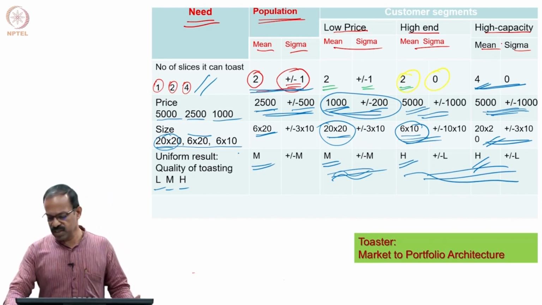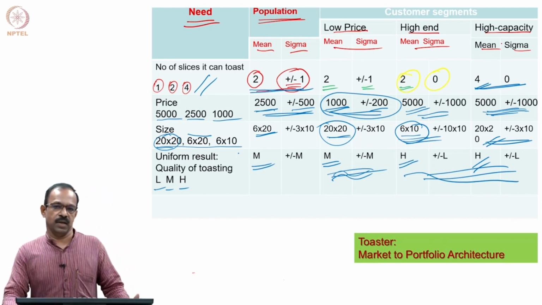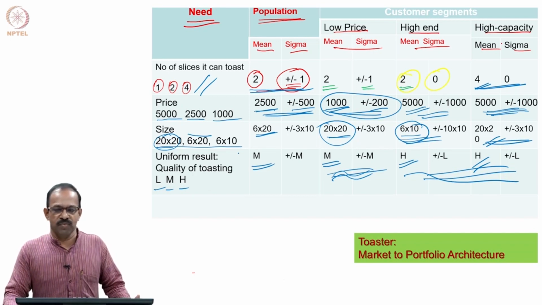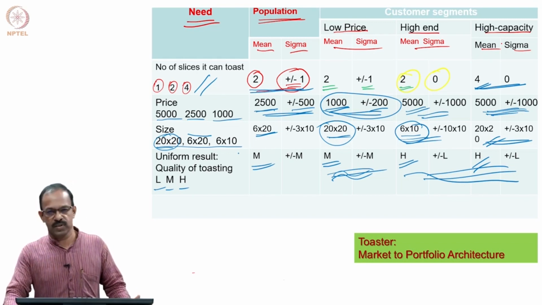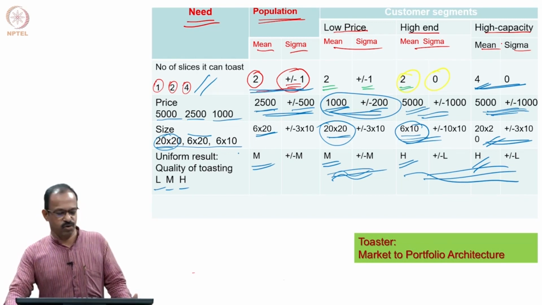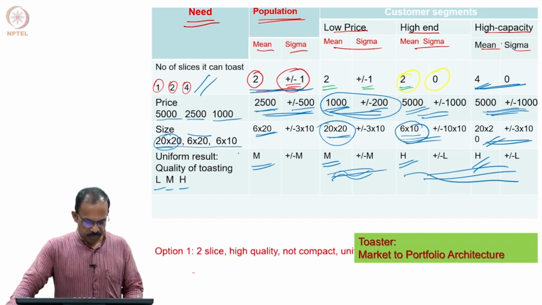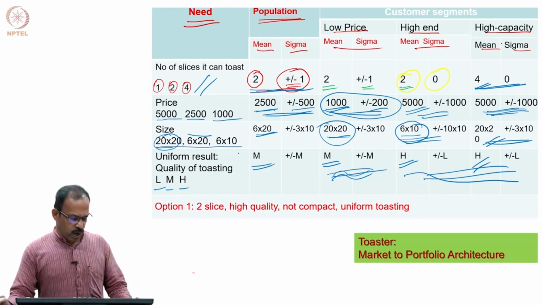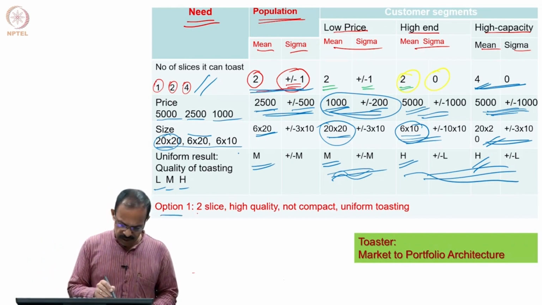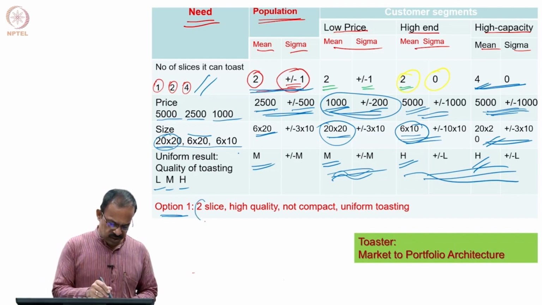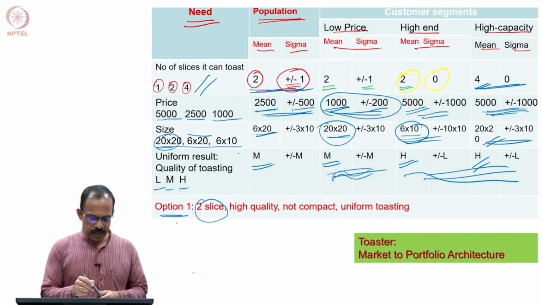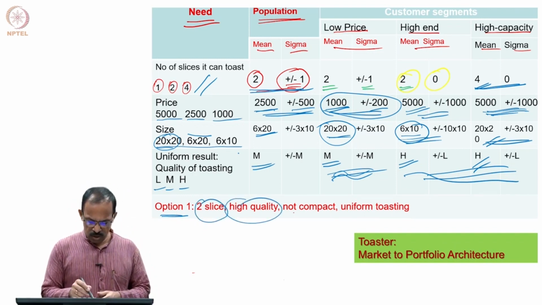Now, if the company decides to have only one product in the market, assume that based on the financial aspect they decide to have only one product, what architecture should they choose for that product? What should be the slices, what should be the price, etc.? If they have only one option, then they should try to go for a 2 slice product and a high quality one, not that compact, but with uniform toasting.